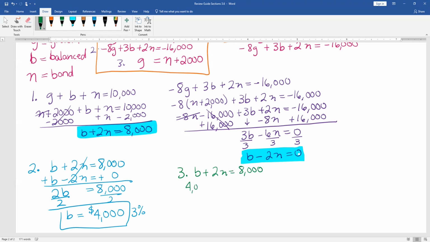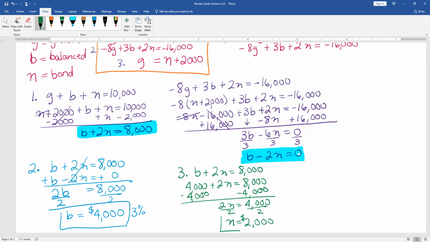b is 4,000 plus 2n equals 8,000. Subtract 4,000 from both sides. Get 2n equals 4,000, divide by 2, n equals 2,000. So that's my bonds account. So that one is 2,000 invested at 2%.